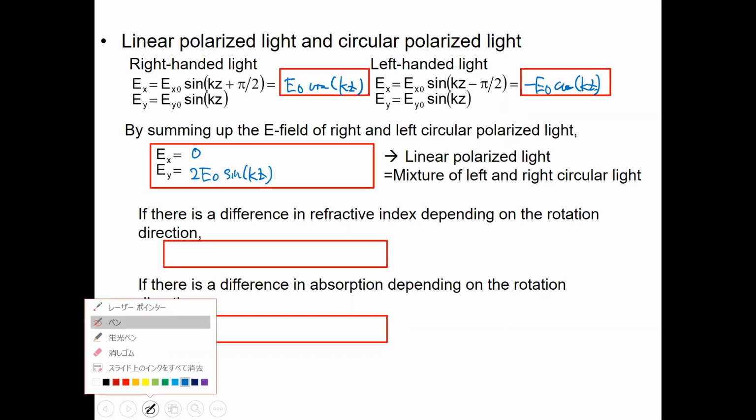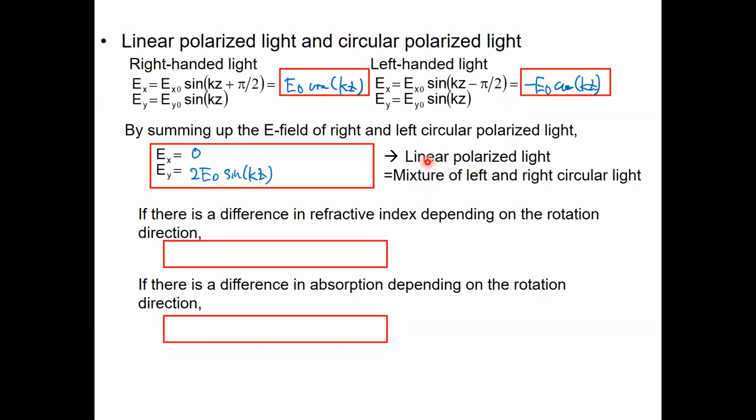So as you can see, linear polarized light is the combination of left and right circular light. So they are just a phase shift combination between the circular polarized light and linear polarized light.